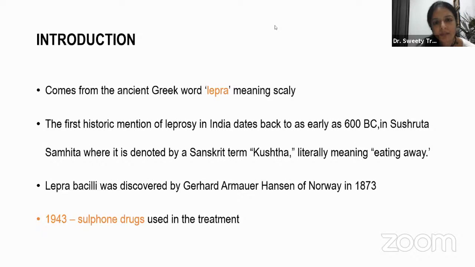Just a brief introduction. What does leprosy mean? It comes from a Greek word lepra, which means scaly. It was also known in India around 600 BC, and is famously called Kusht Rog, meaning wasting away or eating away, because it is marked by deformities. Although it was discovered in 1873, the first treatment only started more than 100 years later, in 1943.